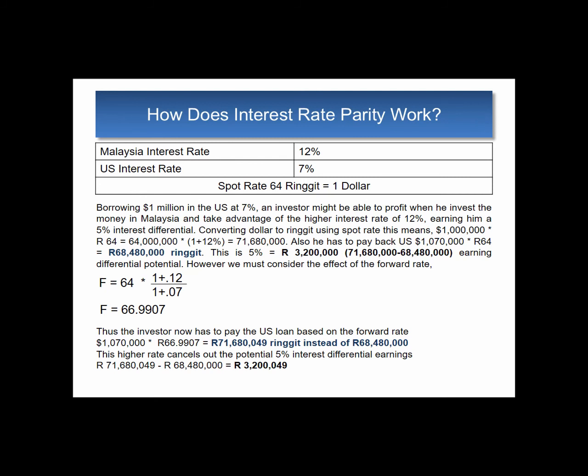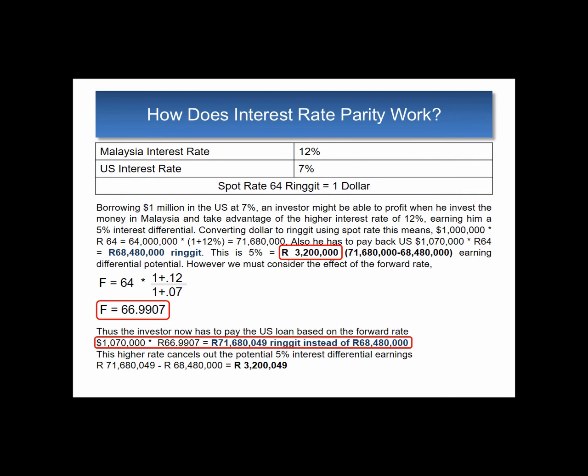Malaysia gives a higher interest rate, so he might earn 3.2 million ringgits after paying out the $1 million loan including 7% interest. Using the formula, our forward rate is 66.99 Malaysian ringgit per US dollar. So the investor has to pay the total US loan at this rate. The value of the loan is now higher because of the higher exchange rate. This erases any possibility of making a profit.